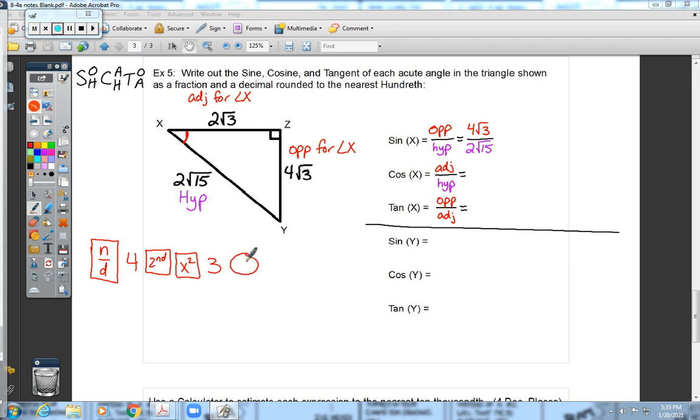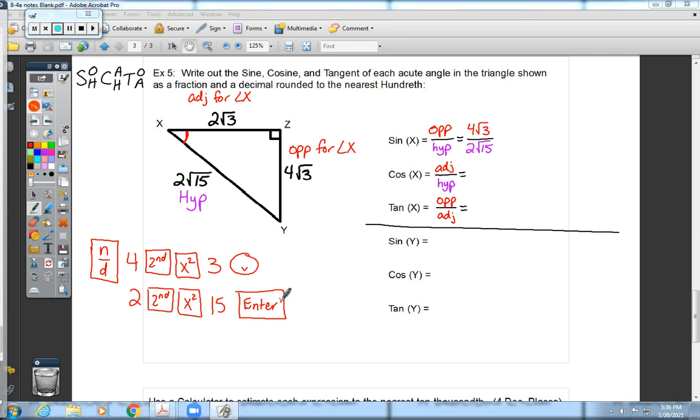We then go to the circular D-pad at the upper right, and we hit the down arrow. That moves us to the bottom of the fraction. On the bottom of the fraction, we would similarly enter 2 times the square root, which again is second x squared, of 15. After we do that, we simply need to hit enter, and the calculator will carry out the appropriate reduction for us. So, once you've typed that in, you should get 2 root 5 over 5.